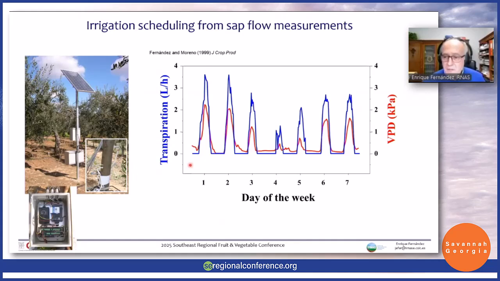This is data for a week in which I measured the transpiration based on sap flow measurements, and how it was changing depending on the day, according to the atmospheric demand. In this case, the atmospheric demand is represented by the vapor pressure deficit of the air. You can see that the transpiration data echoes the change in atmospheric water demand. So sap flow measurements are very useful to schedule irrigation because they give you a reliable value of how much water the tree is consuming.